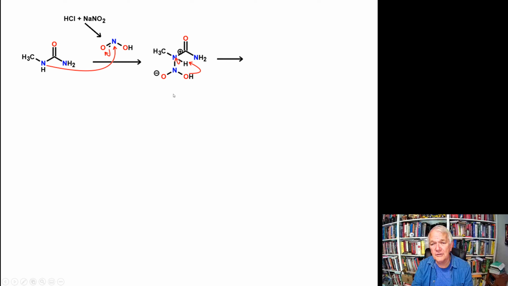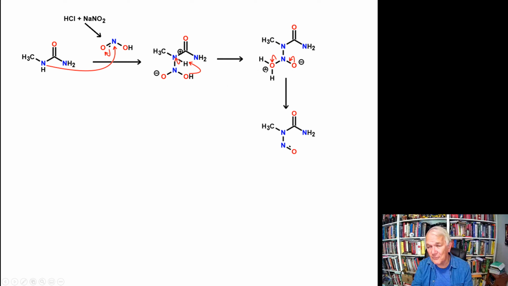So one of the nitrogens of the methyl urea attacks the nitrogen of the nitrous acid. We do some proton shuffling around here. We do a little bit more proton shuffling to set up, or we kick out the water. This sets up a water for leaving, bring in those electrons, kick out the water, and we get this molecule here.